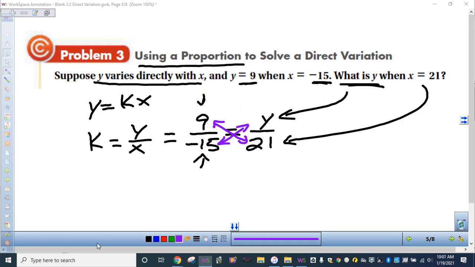Realize as well, they're asking us, well, I'm always going to ask you those three questions. Is it a direct variation, like what's a direct variation equation, what's k? And then in this case, you got to find the new y value.